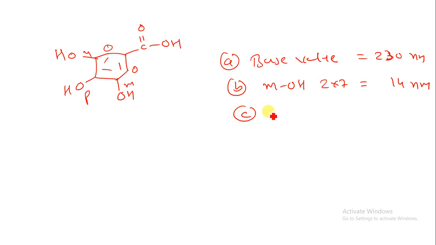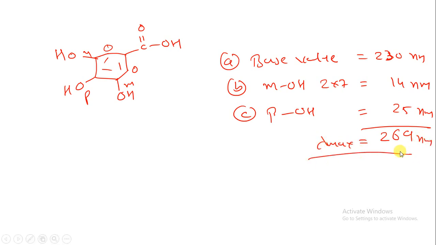Second one, we have to add para hydroxy. This is my para hydroxy group. For para hydroxy group, I have to add 25 nanometer. So 4 plus 5 is 9. Here I am having 3 plus 3 is 6, so that will be 269 nanometer. So the lambda maximum will be 269 nanometer. This is my answer.